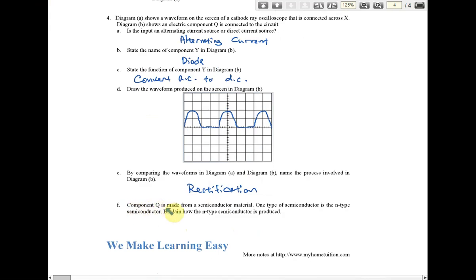Component Q is made from a semiconductor material. One type of semiconductor is the N-type semiconductor. Explain how the N-type semiconductor is produced. The N-type semiconductor is produced by doping. So for N-type, do we dope in a pentavalent or trivalent impurity? Any idea? Pentavalent has 5 electrons in the outermost shell. So we dope pentavalent impurity atoms into an intrinsic semiconductor.